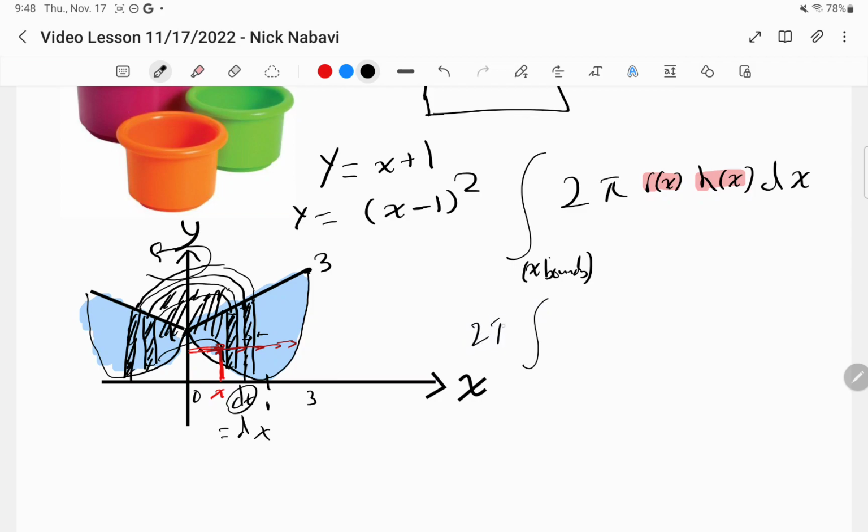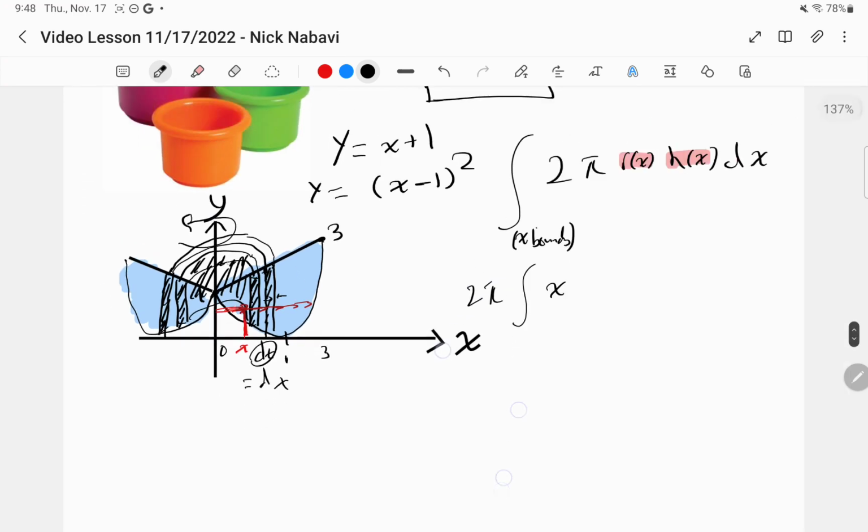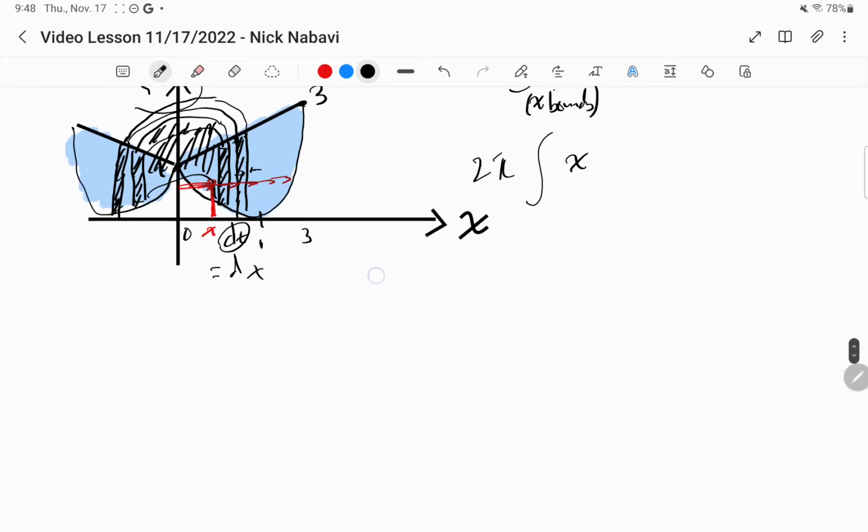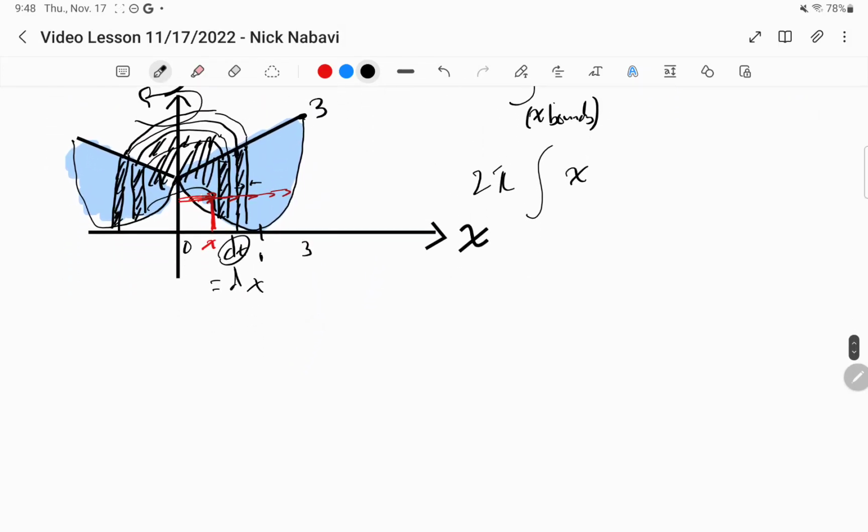So integral 2 pi x. You can just take the 2 pi out of there. And then h of x. h of x is not the issue, okay? So h of x in this case, what is the height at x, okay? Basically, now it's more instructive to have a 2D view of things, okay?